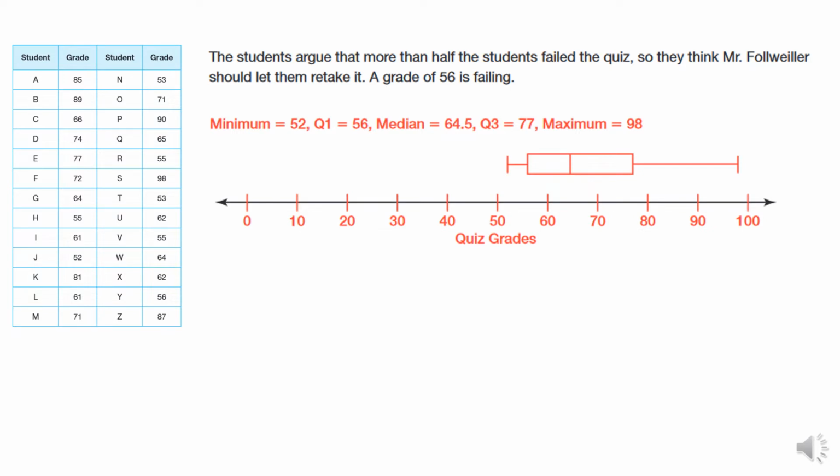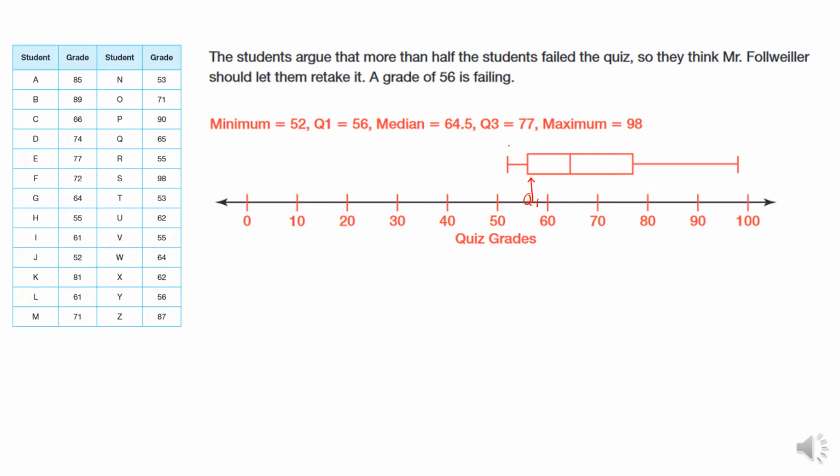Remember, the students were arguing that more than half the kids failed the test, so they think Mr. Fulweiler should let them retake it, and he reminded them that a grade of 56, which happens to be quartile 1, is the failing grade. So does it look like the kids are right?